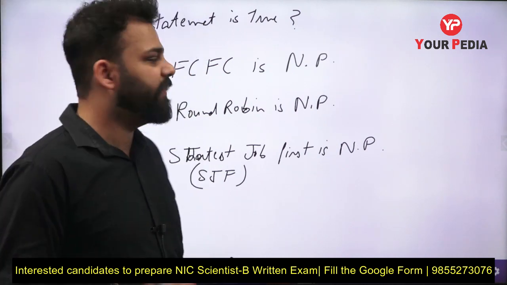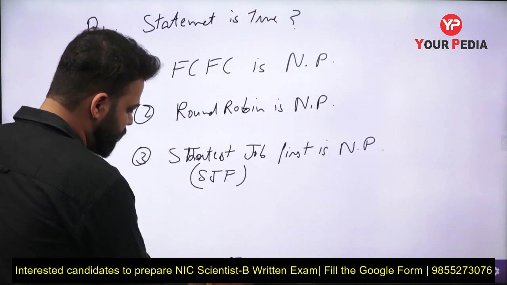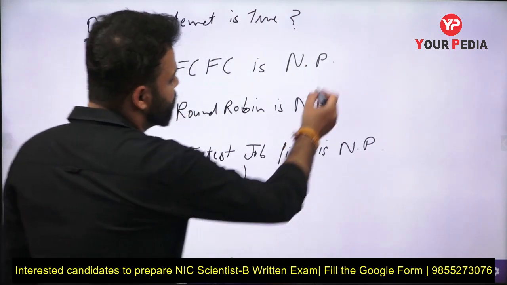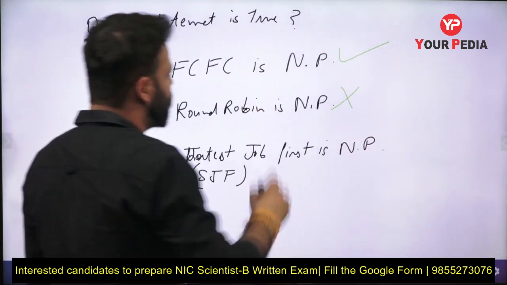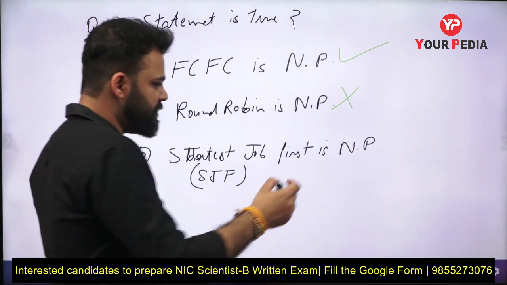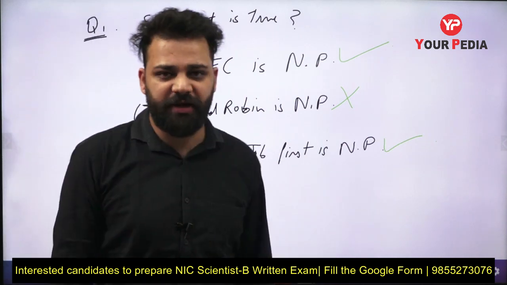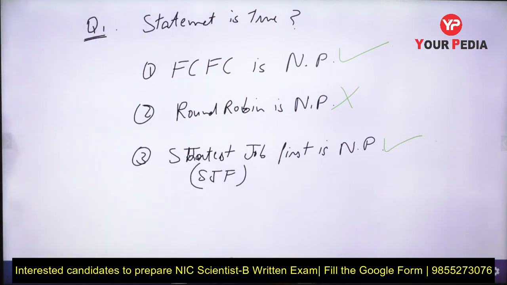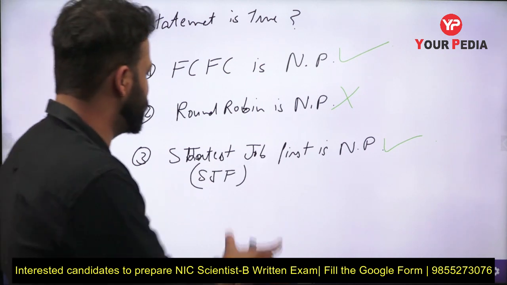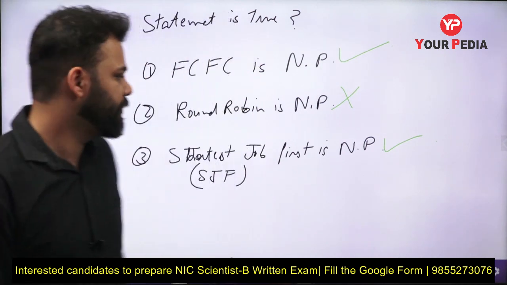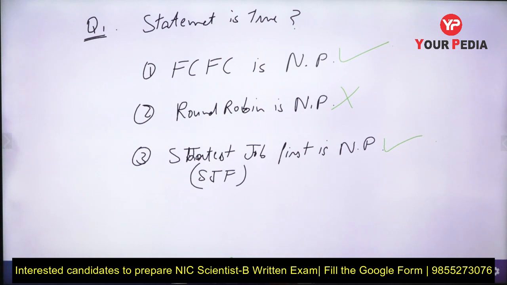Now we know that first come first serve is non-preemptive, which is true. Now round robin is not non-preemptive, and shortest job first is also non-preemptive, because the preemptive type is called shortest remaining time first. So this is not the algo which is preemptive in nature, it is non-preemptive in nature.